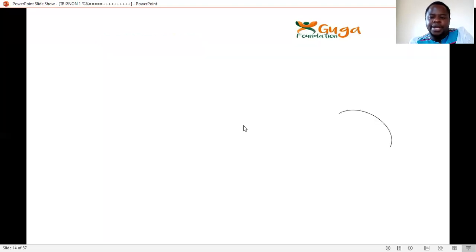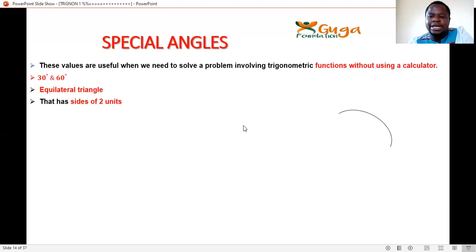Now let's look at the special angles. These angles are special, and their values are useful when you need to solve a problem involving trigonometric functions without using a calculator. For example, we'll look at 30 degrees and 60 degrees as special angles. We'll use the equilateral triangle, which is a triangle where all sides are equal and all angles are equal, and we'll give it sides of 2 units.